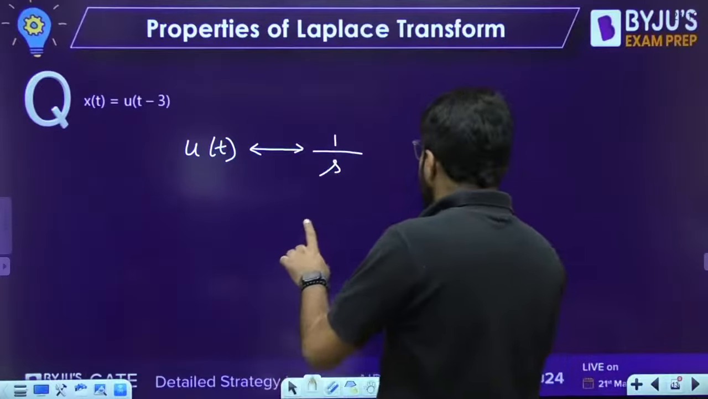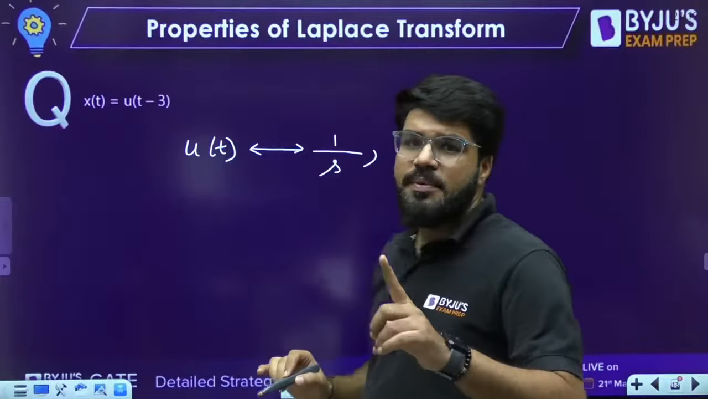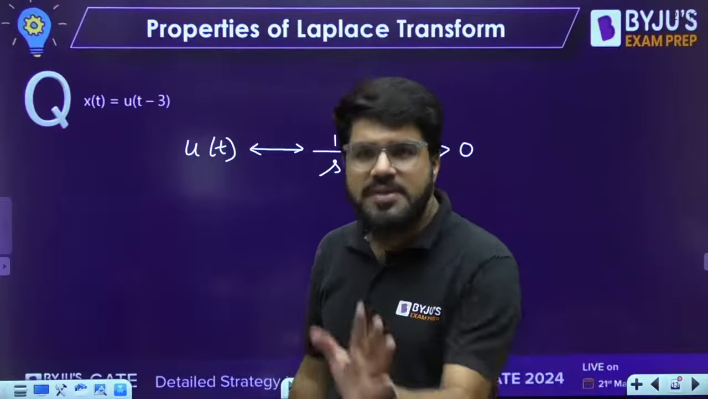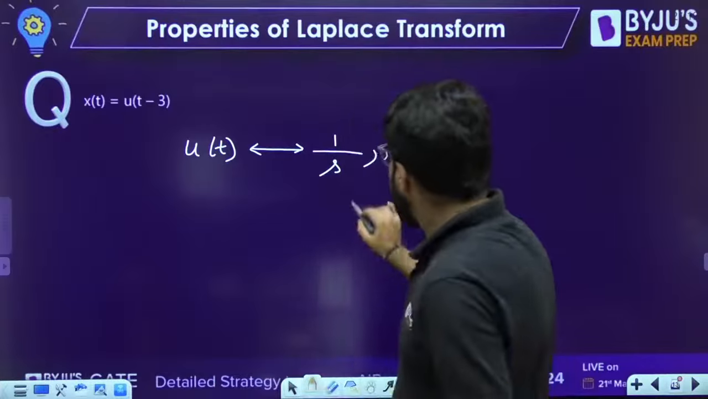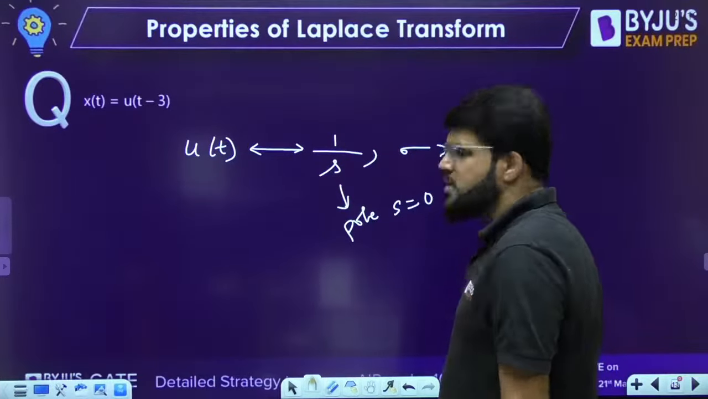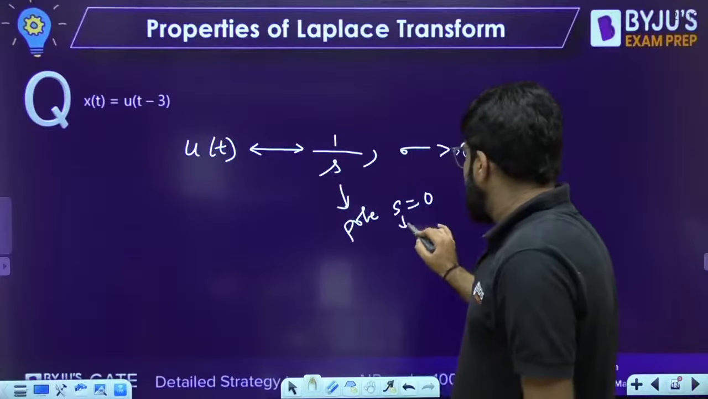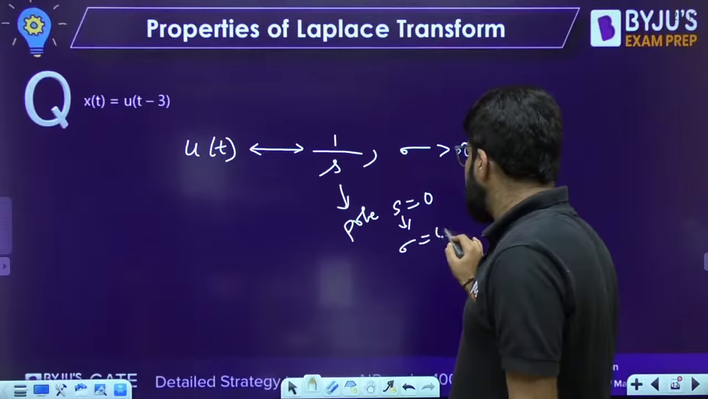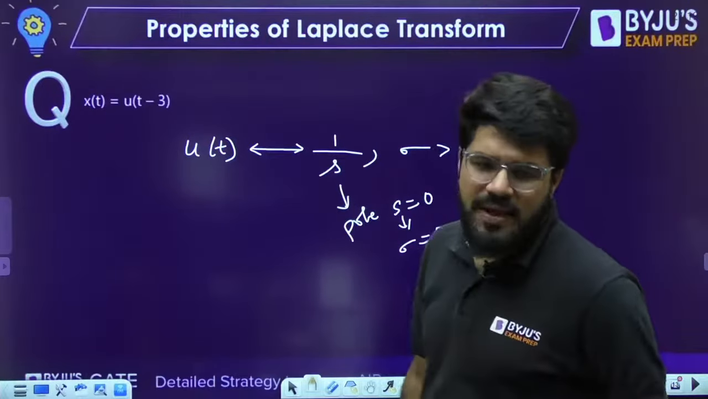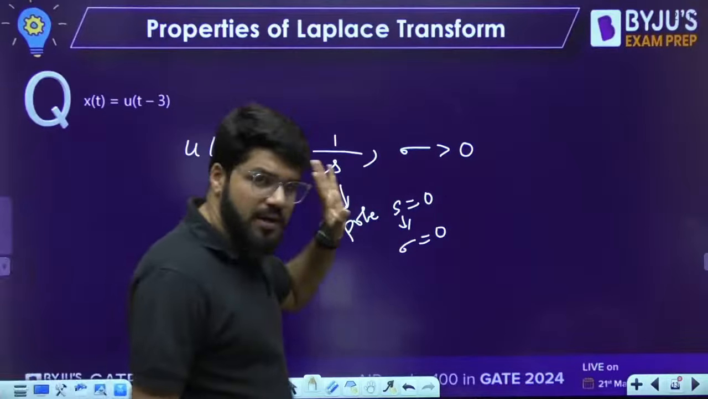1 upon s, and what is the ROC? Remember, the ROC is sigma greater than 0 for the unit step. Even if you don't remember, there isn't any problem, because what is the pole of this? The pole is s equal to 0. The sigma is also 0 because s is sigma plus j omega. S is 0 means sigma and omega both 0. Now I know the pole.